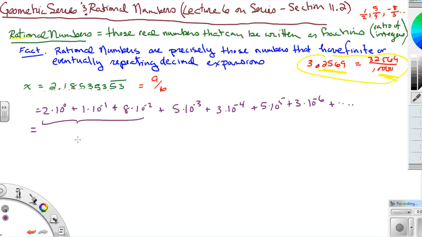2.18, what is that equal to? Well, we just mentioned that's equal to 218 over 10 squared. And you can check, that's 200 plus 10 plus 8 over 10 squared when you add common denominators.